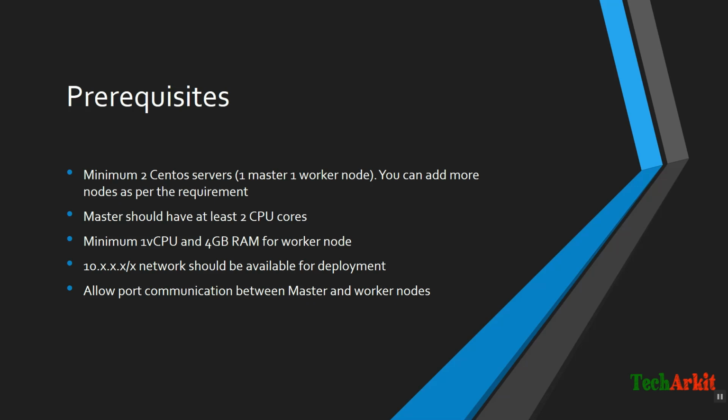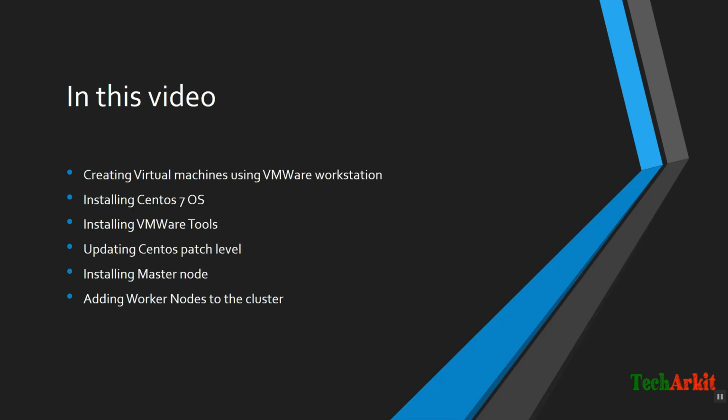For the home lab network setup, you need to have the 10.x network available for the deployment. Basically it will be created automatically. If you do not have such a network, you can create virtual adapters or a virtual network in the VMware environment. Most of the time it does not require that; the control plane automatically deploys your network. You also need to allow port communication between the master and the worker node. How you allow this communication, I will show you in the practical scenario.